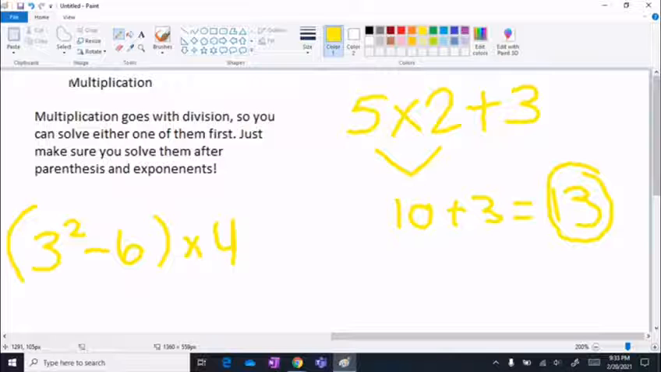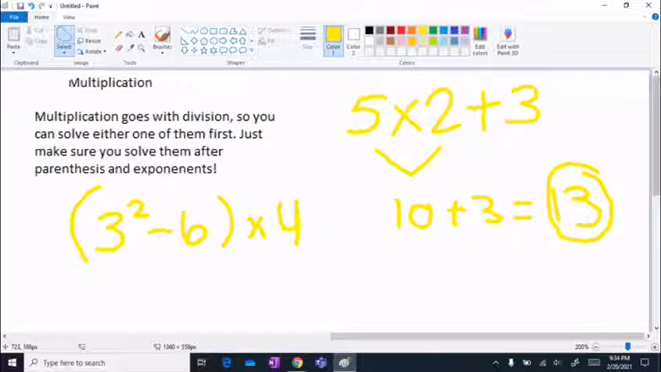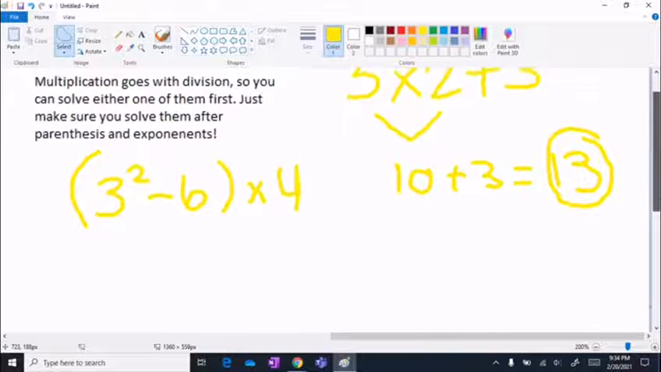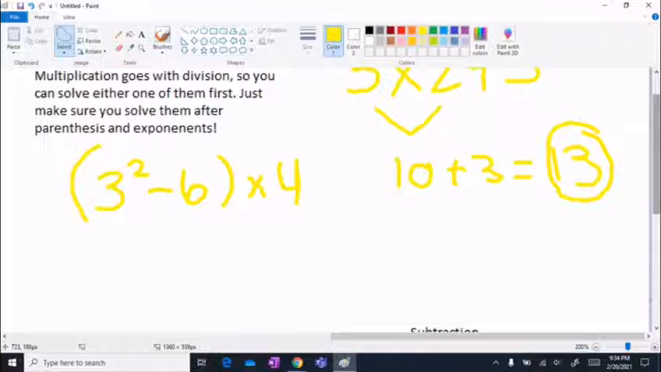You see the difference? If you were to do 2 plus 3 times 5, you would get 25. And that wouldn't be correct because addition doesn't come before multiplication. So we do multiplication first, then addition, and we get it right. Now, let's move on to the second problem. In the second one, we have 3 to the power of 2 minus 6 times 4, which is a little bit more difficult. So let's solve it.